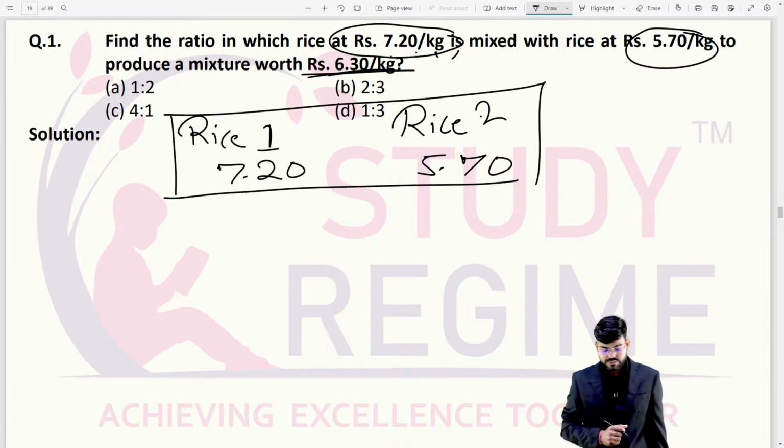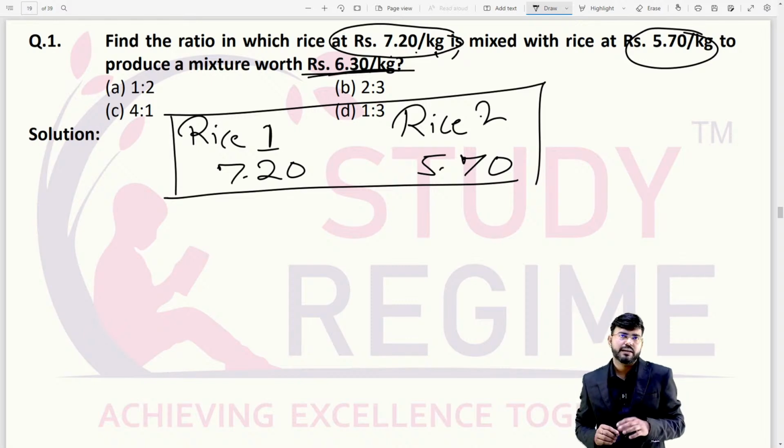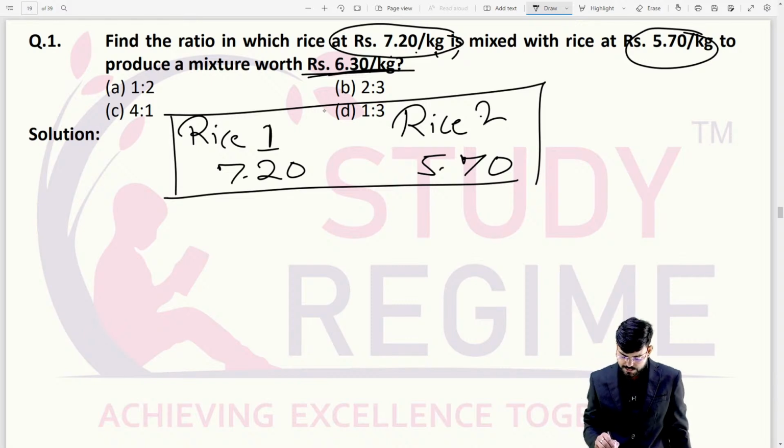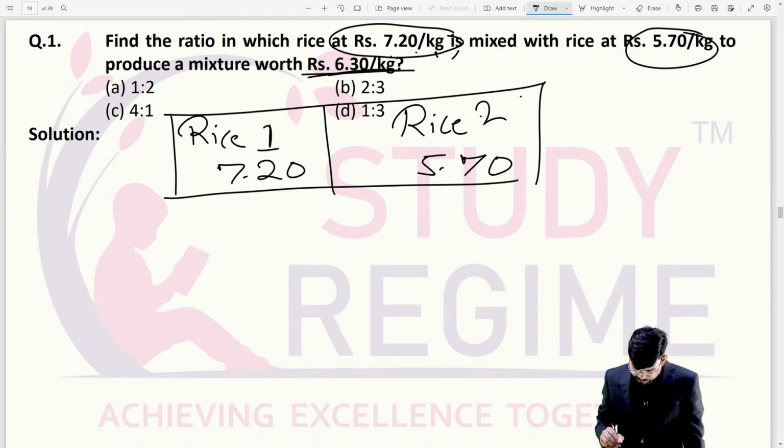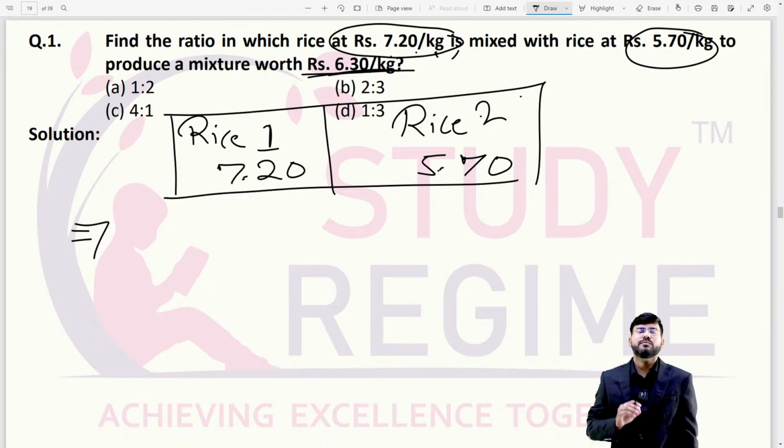Now it is given in the question there are 2 types of rice. One rice is costing rupees 7.20 per kg and the other rice is costing 5.70. It is mixed, the mixture worth rupees 6.30. Wherever decimal points are given, just to make your calculation easy, you can avoid these decimals.